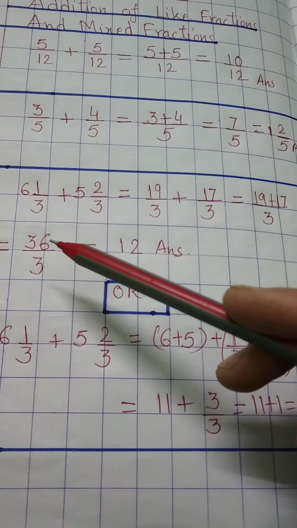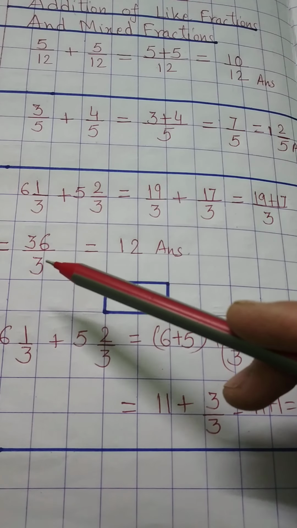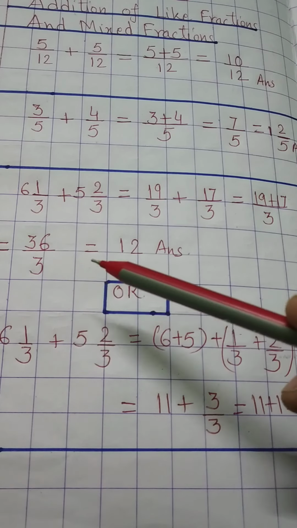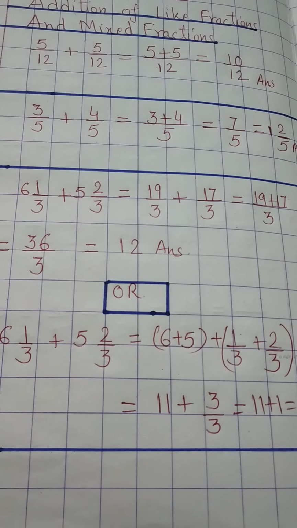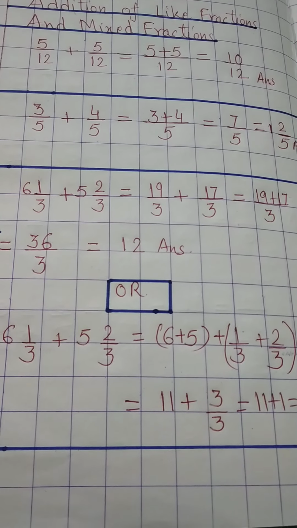And this, 3 ones are 3 and 3 twos are 6. If we divide 36 by 3, it will be 12. So 12 is the answer, right? So this is the first method.